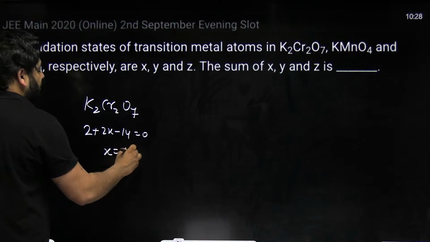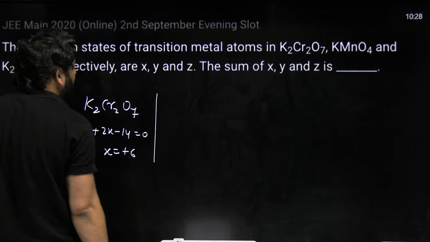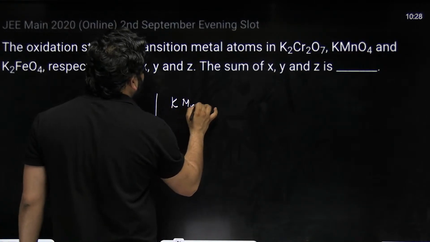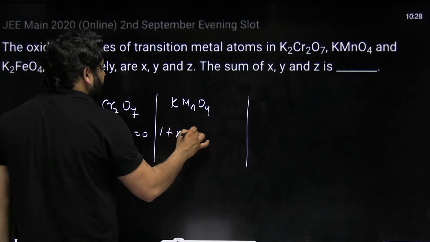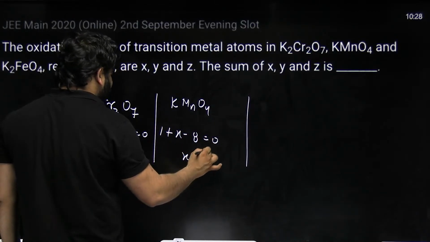X comes up as positive 6. We know the oxidation state of chromium here. Now KMnO4, we also know the oxidation state of manganese in potassium permanganate. 1 plus x minus 8 is equal to 0. X comes up as positive 7.